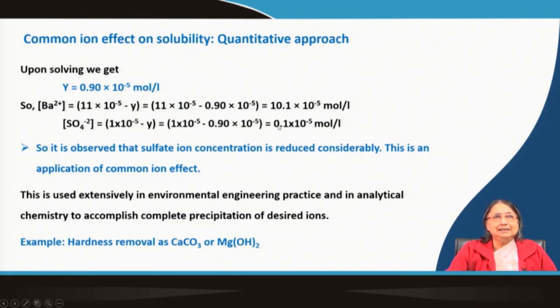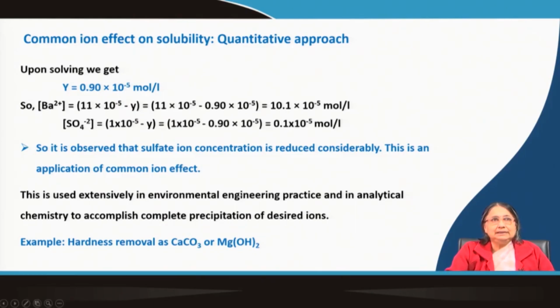Originally it was 1 into 10 to the minus 5 molar, but after adding barium chloride it is reduced almost 10 times. So, it is observed that the sulphate ion concentration is reduced considerably. This is an application of the common ion effect. When the sulphate ion concentration is reduced, a lot of barium sulphate has been precipitated. In this way, sulphate determination is done by adding enough excess barium chloride, so that almost all sulphate ion is precipitated as barium sulphate.